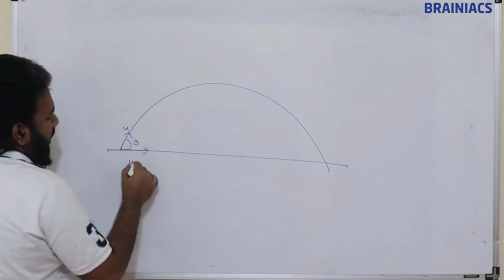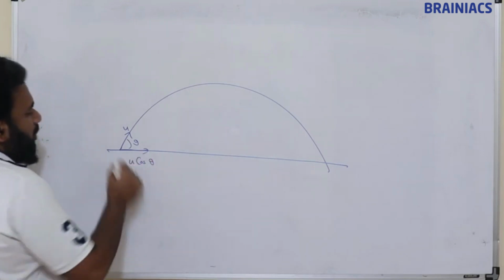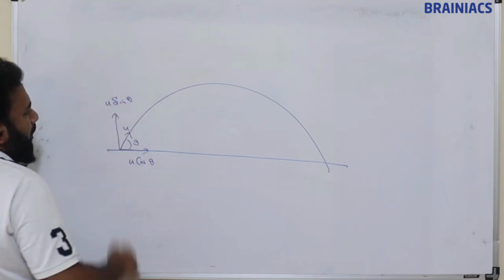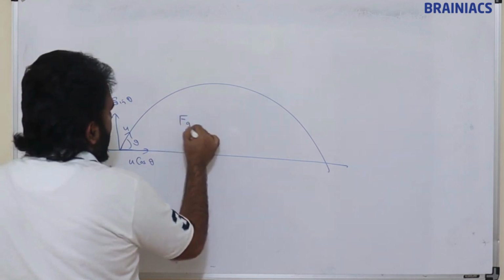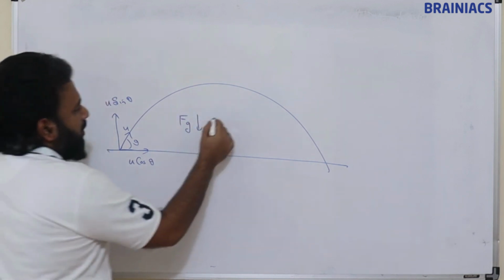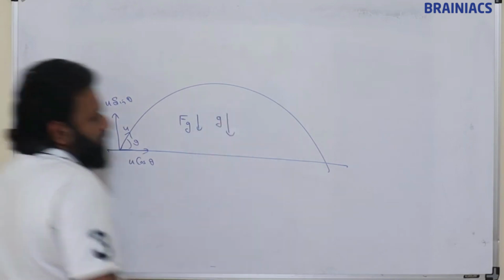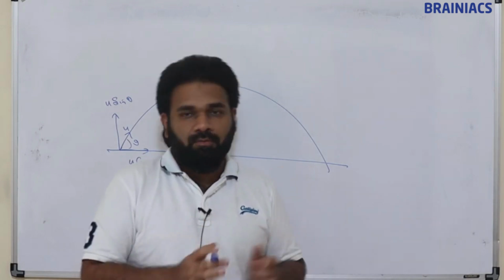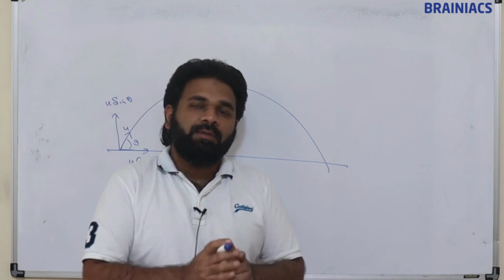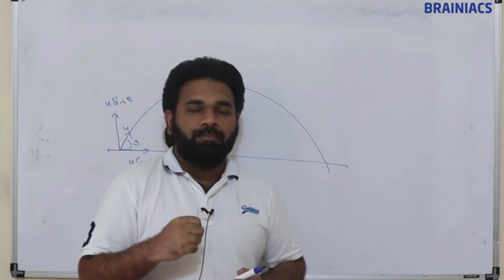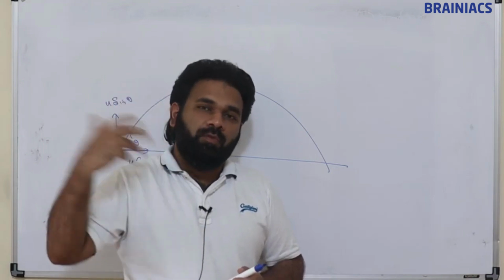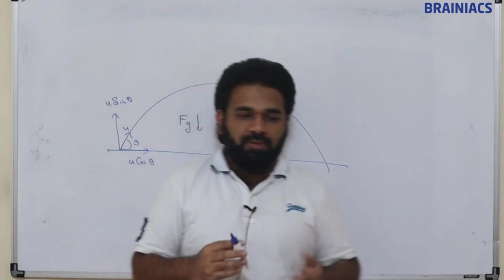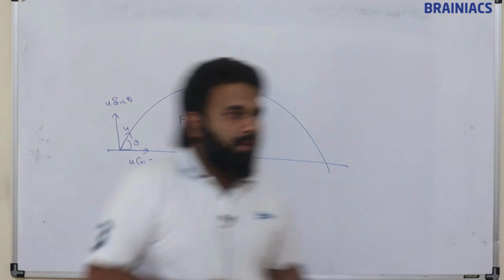So initial velocity we can resolve into u cos theta and u sin theta. There is force of gravity acting towards the ground, so there will be acceleration due to gravity acting in the vertical direction. Two-dimensional motion we just deal as two one-dimensional motions. Separate vertical one-dimensional motion we will deal separately, horizontal one-dimensional motion we will deal separately.